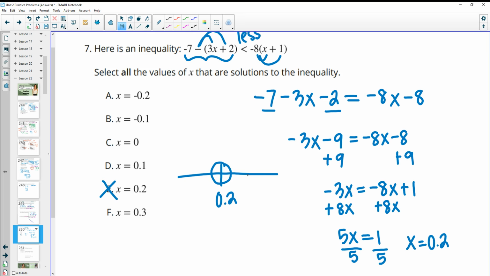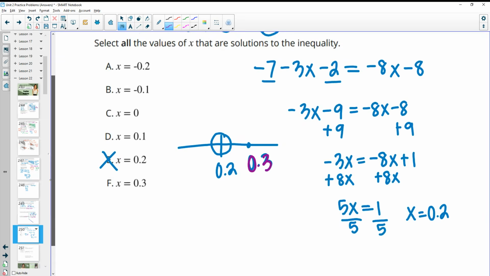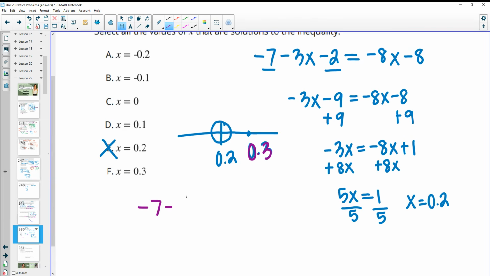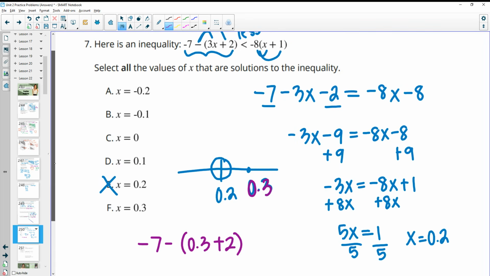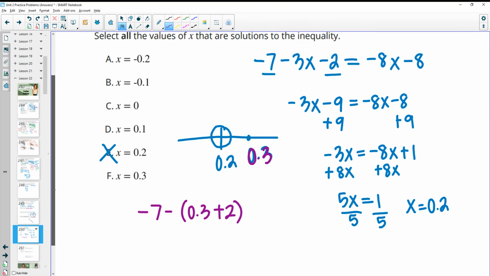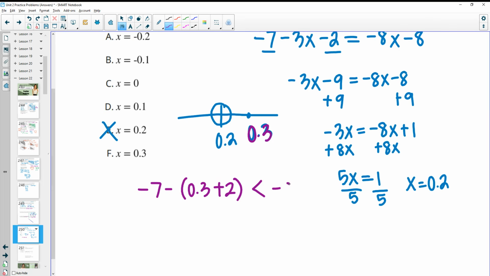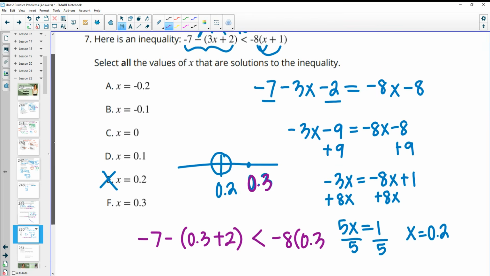So I'm just going to plug in 0.3 and find out if that is a solution or not a solution. So when I go back up into this original equation, right? So we're going to do negative 7 minus 0.3 plus 2. And then see if that is less than negative 8 times 0.3 plus 1.